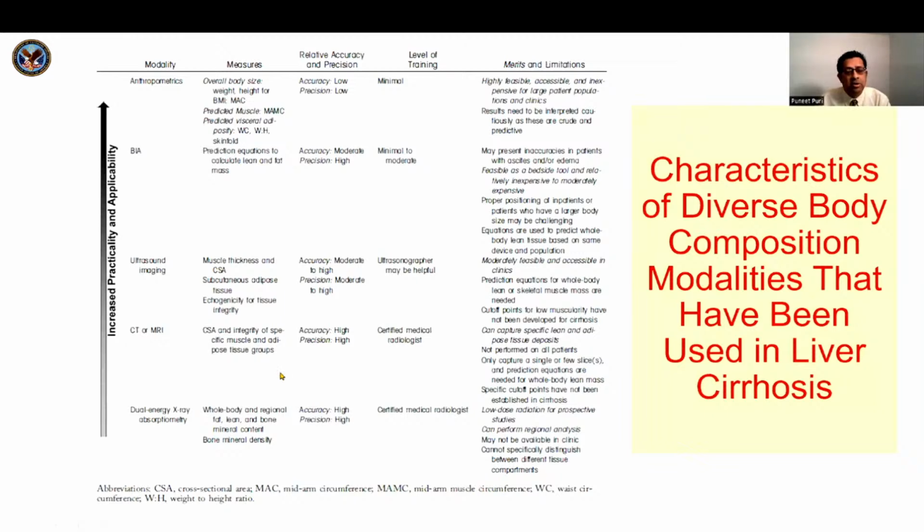There are other approaches and tools at our disposal for measuring muscle mass or sarcopenia and the various body compositions. However, they are not as clinically applicable or well validated in the acute critical setting. And these are listed here just for completeness' sake.